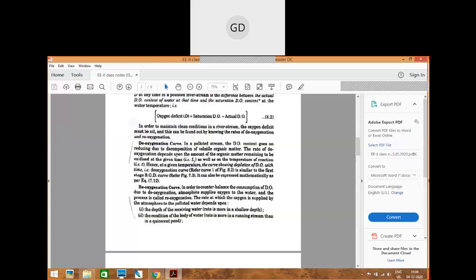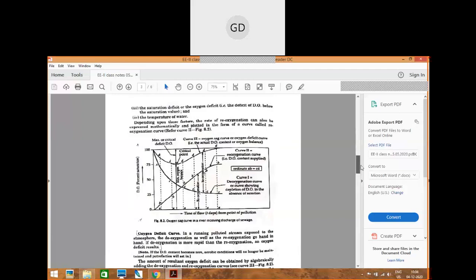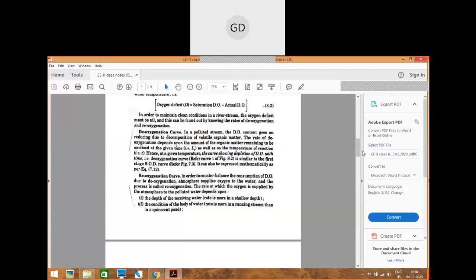If you can remember, while we were doing the BOD chapter, there was one curve, and we have done the derivation also. So the curve is similar. Here you can see the deoxygenation curve, and the BOD curve was also similar.